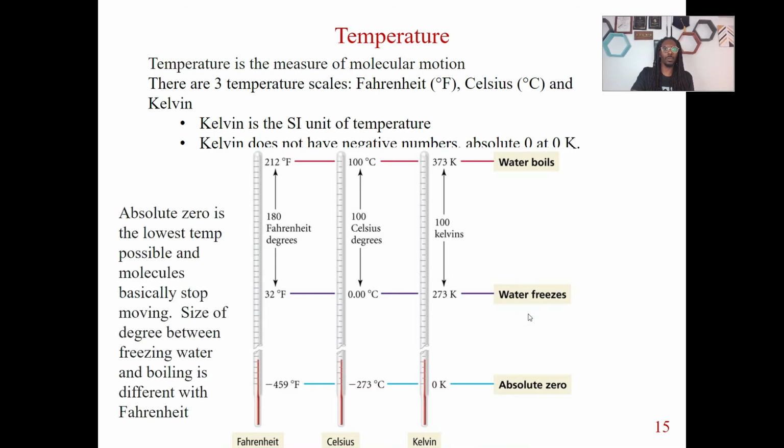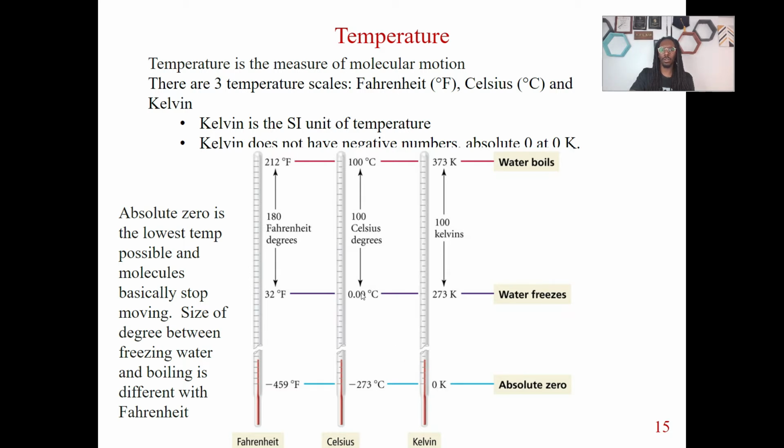Absolute zero is basically the lowest temperature possible. This is basically where molecules are going to stop moving. This is the reason why we call it absolute zero. And as I mentioned before, that degree is very impactful. Kelvin will not have negative numbers. So this is absolute zero for Kelvin, 0 Kelvin. Can't go any lower than that.